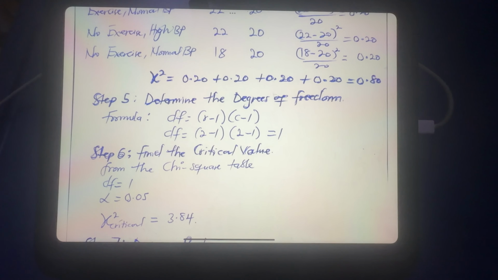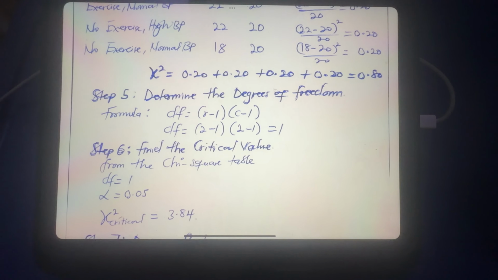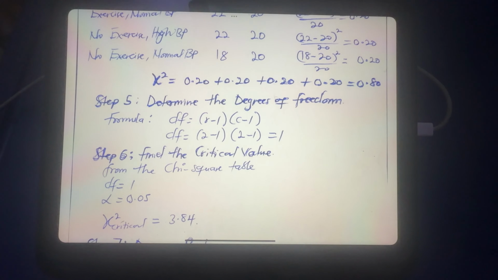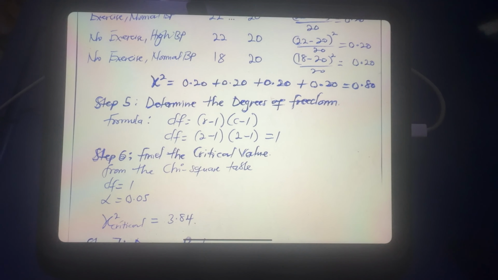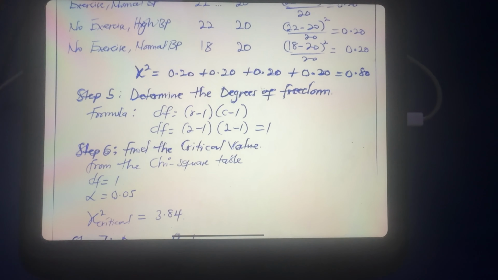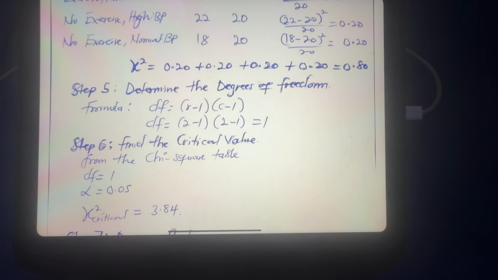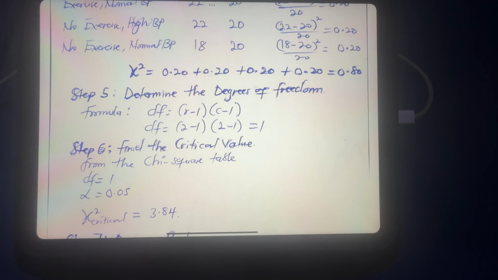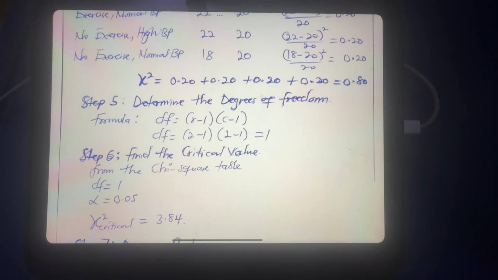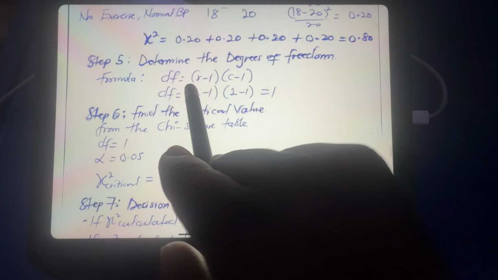Anytime you have a 2 by 3 table or a 3 by 2 table, the DF is automatically equal to 2. In this situation, we have a 2 by 2 table, so DF is automatically equal to 1. Just learn that shortcut. So in step 5, you determine the degrees of freedom using the formula.